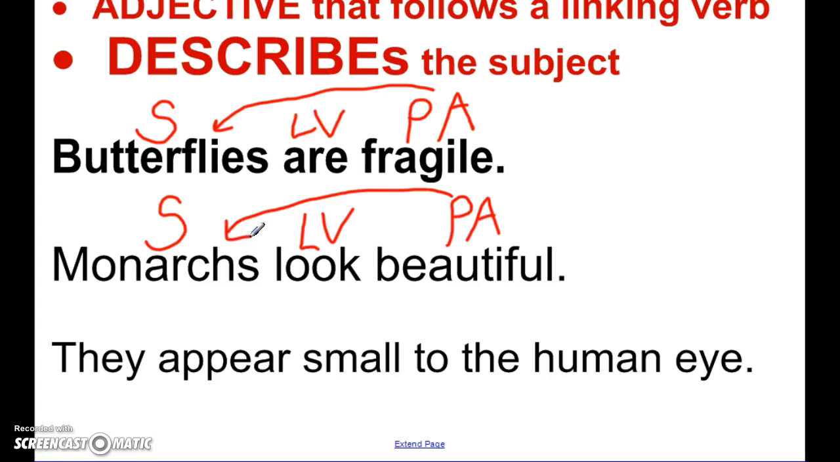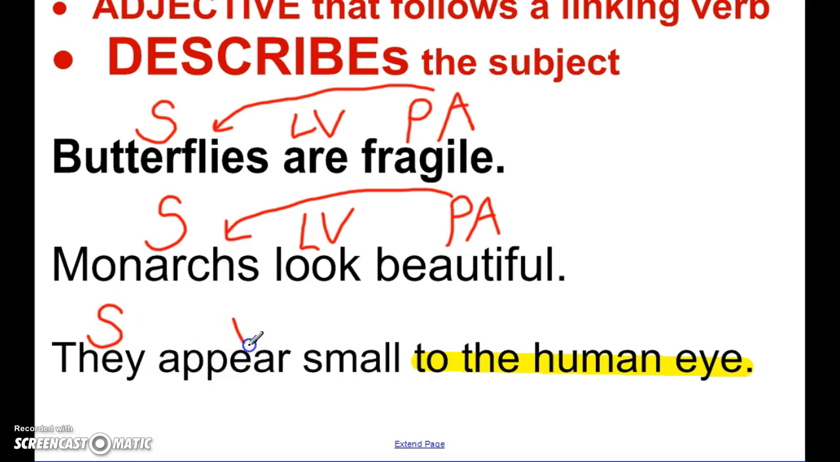The monarchs look beautiful. They appear small to the human eye. I do see a preposition in here, to, but I have to stop and think for a second. To could also be used as an infinitive, so I want to look at the word after the to to see if it's a verb. The, you can't, so this is a prepositional phrase. To what? To the human eye. Now by getting rid of that, I have a much smaller sentence. They appear small. The subject is they.